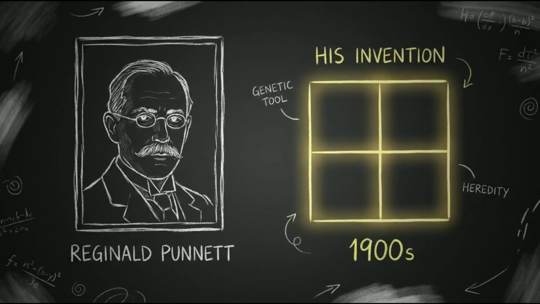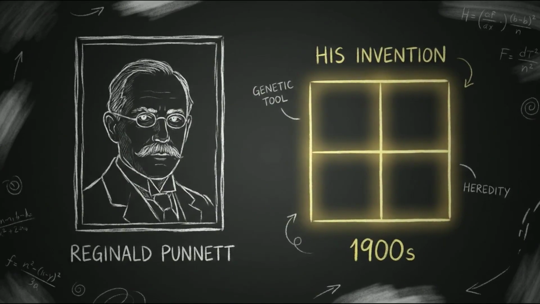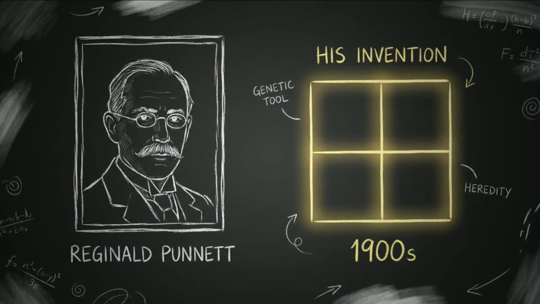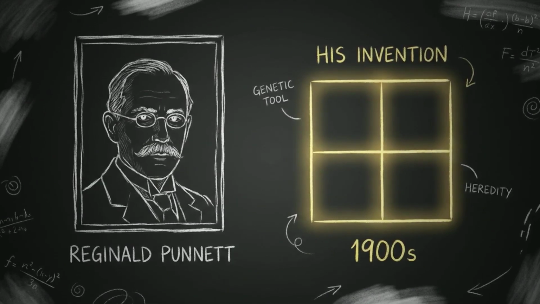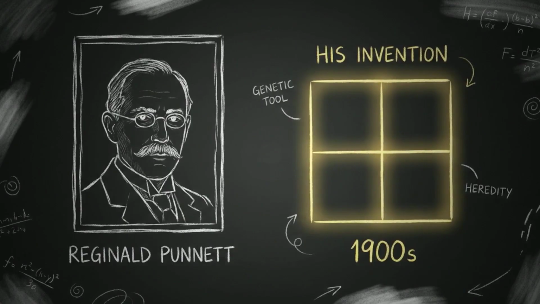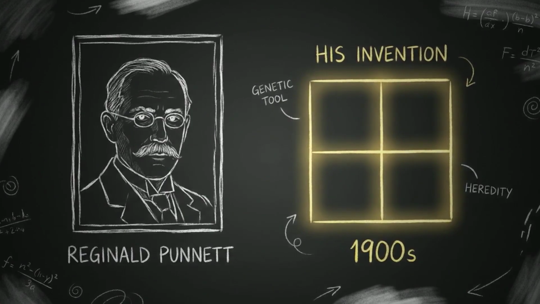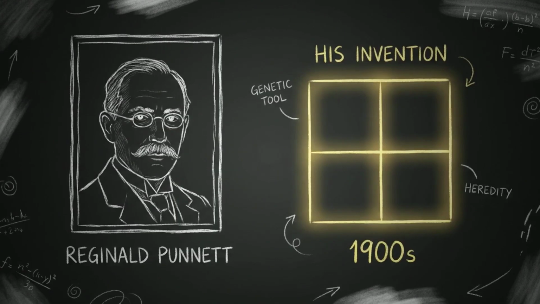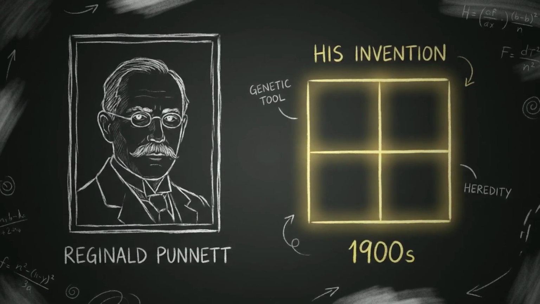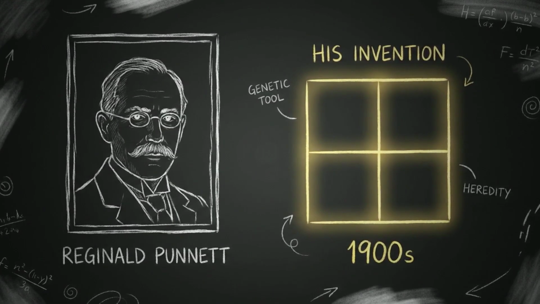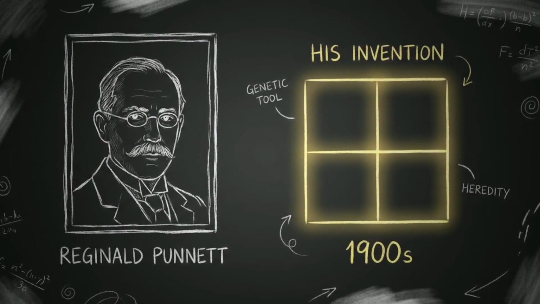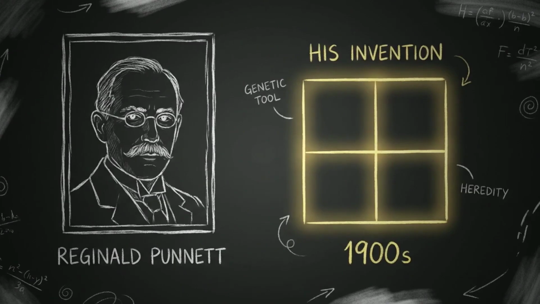A few years after Mendel's rediscovery, a British geneticist named Reginald Punnett created the tool we still use today. He was trying to explain Mendel's ratios to skeptical colleagues quickly and visually. So he drew a simple grid. It worked. We still call it the Punnett square.